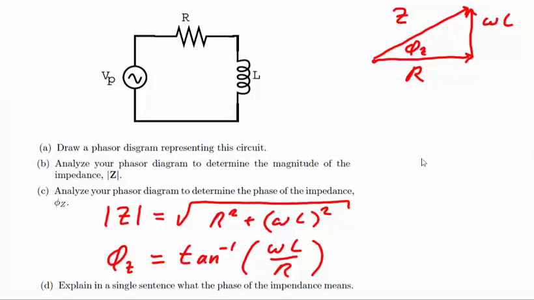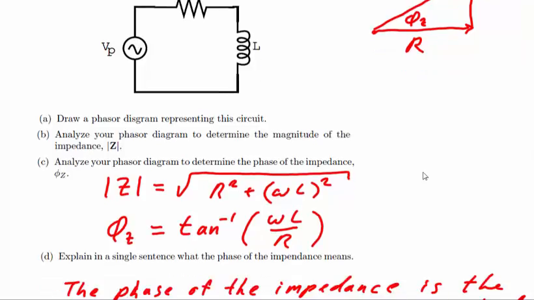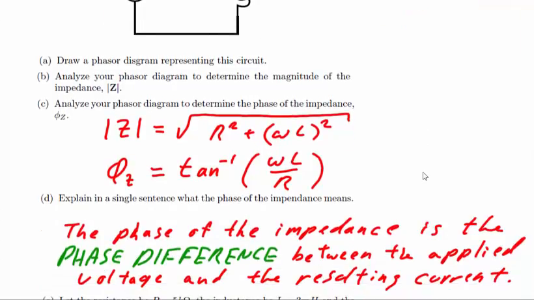Part D again asks us a question regarding the impedance, and it asks us to explain in a single sentence what the phase of the impedance means. This answer is identical to the previous problem. The phase of the impedance is the phase difference between the applied voltage and the resulting current.